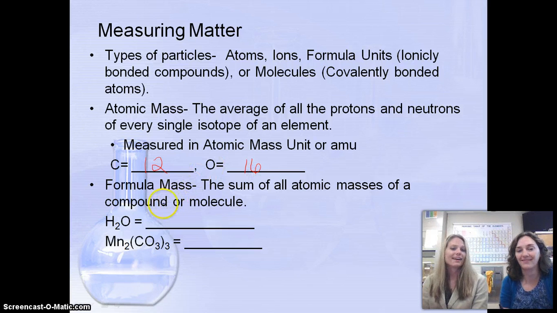It's close enough. Formula mass is the sum of all the atomic masses of a compound or a molecule. So you have to add these pieces up. If we find hydrogen, hydrogen has 1 as its mass, and there's 2 of them, so that would be 2, plus oxygen, which has 16, which then gives us a total of 18 AMU. So formula mass has the label of AMU.